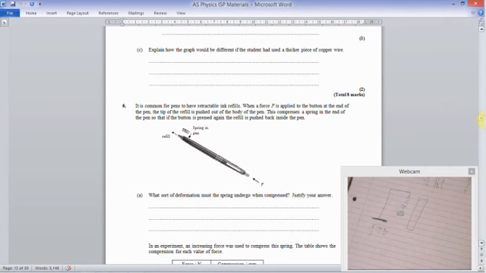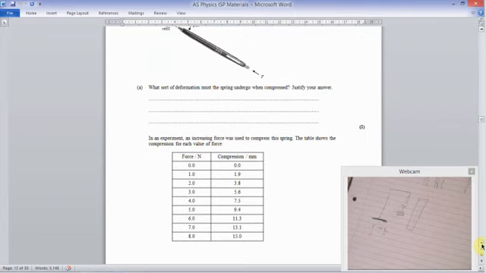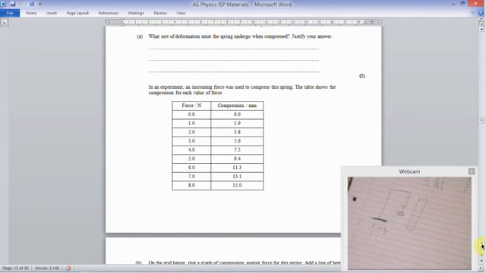What sort of deformation must the spring undergo when compressed? There are two types of deformation, elastic and plastic. If it's elastic, it goes back to its original size when the force is removed. If it's plastic, it stays deformed. You don't want it to stay deformed, you want it to go back to its original shape. So the idea is you want it to be elastic so it returns to its original shape after the force is removed. It does not become deformed.